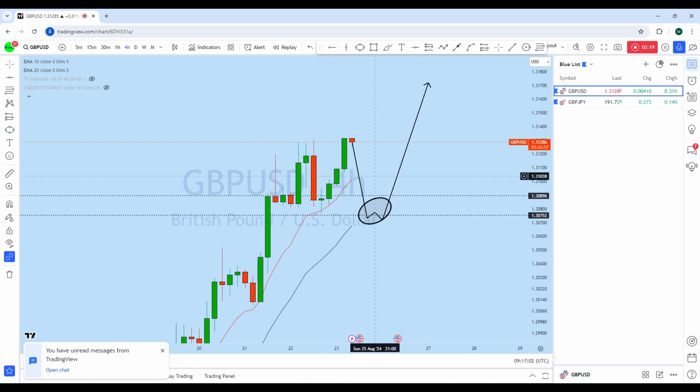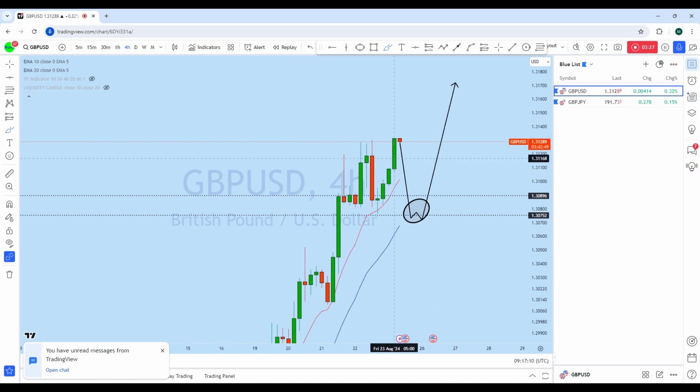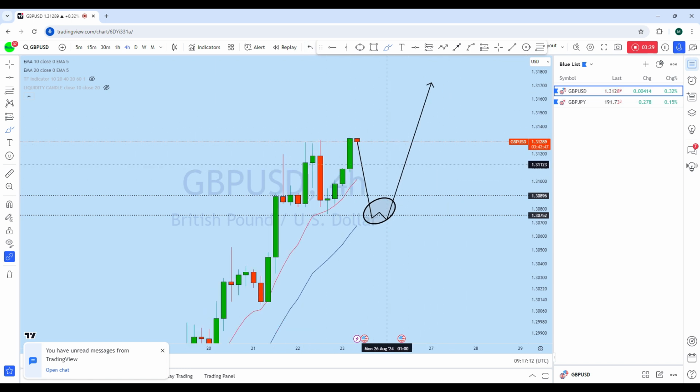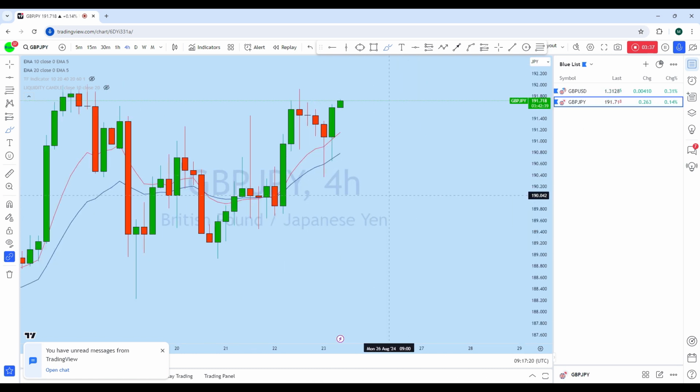If GBPUSD is not coming back to the previous daily low along the way, if we see a very strong liquidity grab, liquidity candle, then we will be looking to enter in the trend continuation from any of this price action confirmation. Now let's look at GBPJPY.